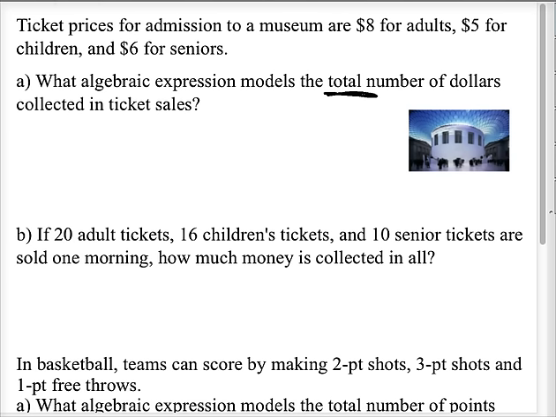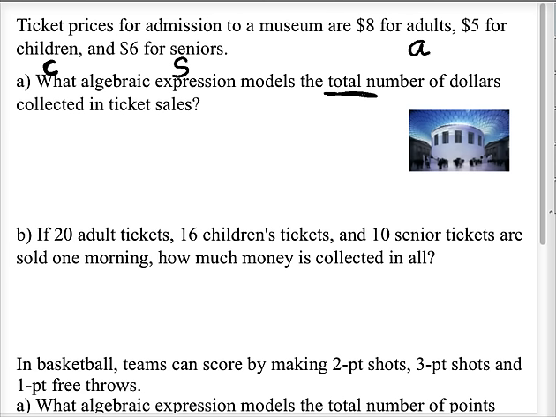Now there's some things that I don't know, okay? I don't know the number of adults. So I'm going to call that A for the number of adults. I don't know the number of children. So I'm going to call that C. I don't know the number of seniors. So I'm going to call that S.